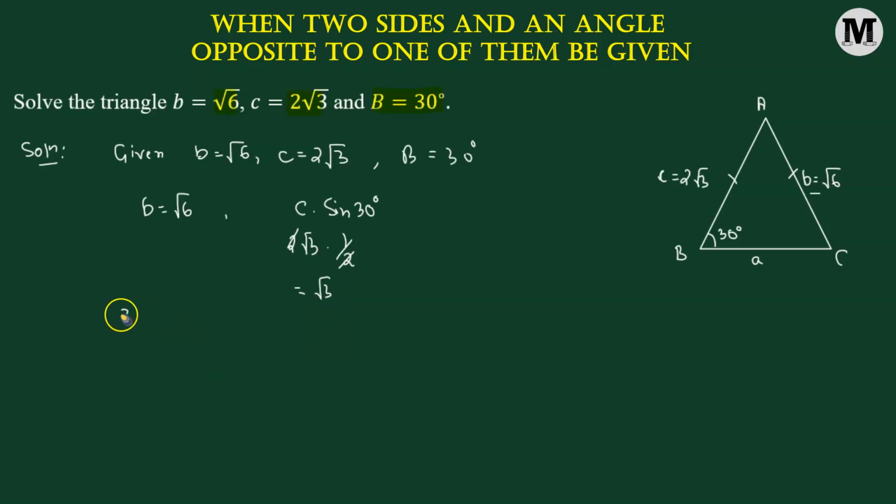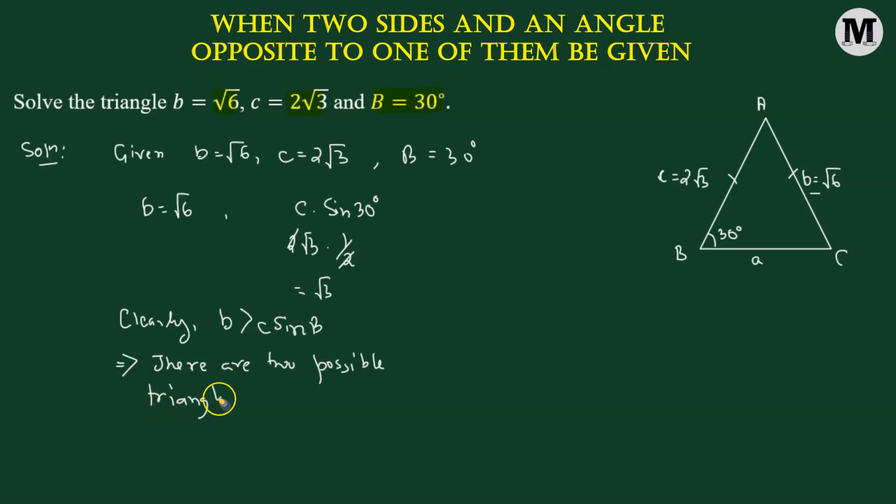So what are we getting here? Clearly we see that the measure of the side b is greater than c times sine of the given angle, which is B. So b is greater than c sine B. This implies that there are two possible triangles. We are getting two triangles because the angle given to us is an acute angle. Clearly b is greater than c sine B, and B is acute. Whenever these two criteria are met, we know that there are going to be two possible triangles.